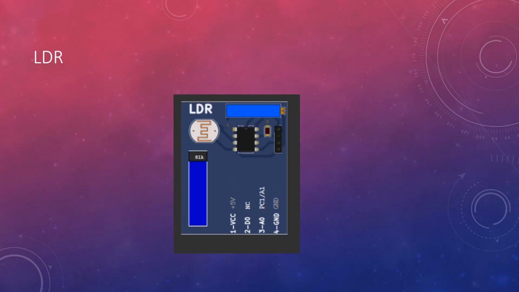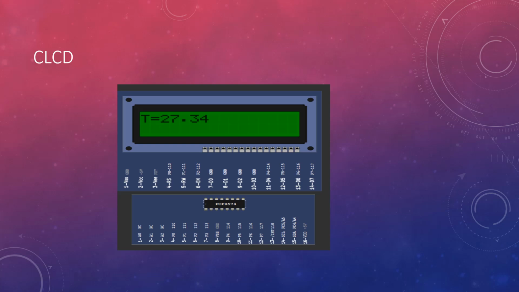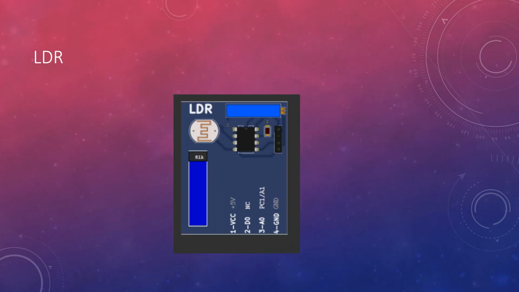Then the LDR, a light dependent resistor. It measures light intensity to provide input for controlling light related devices. It is connected to an analog input pin on the Arduino. The LDR changes its resistance based on the light level. More light reduces resistance, while less light increases resistance, meaning the resistance is inversely proportional to the light.